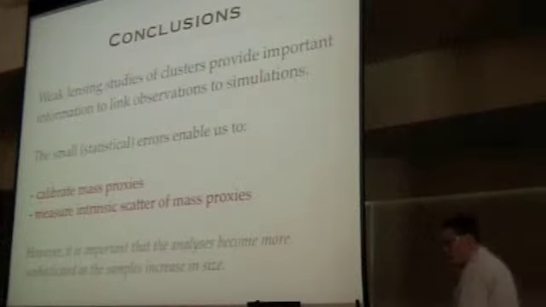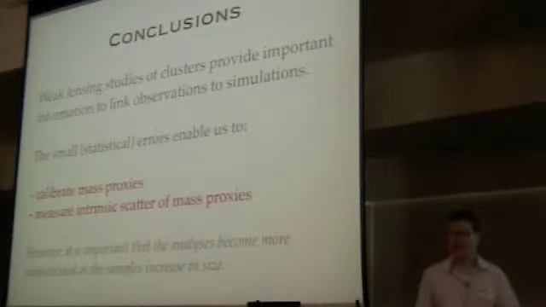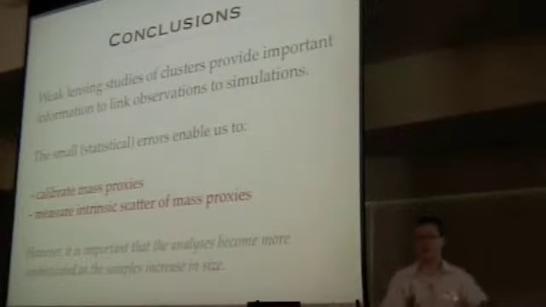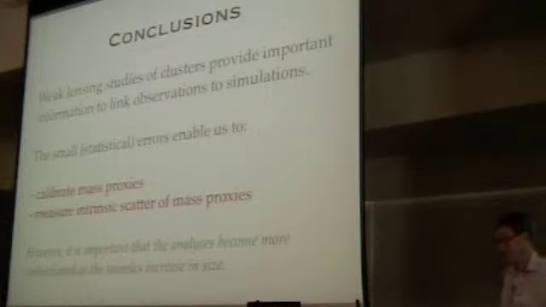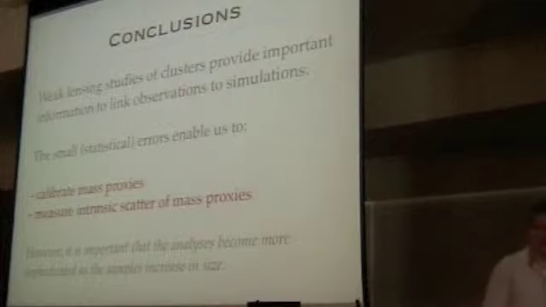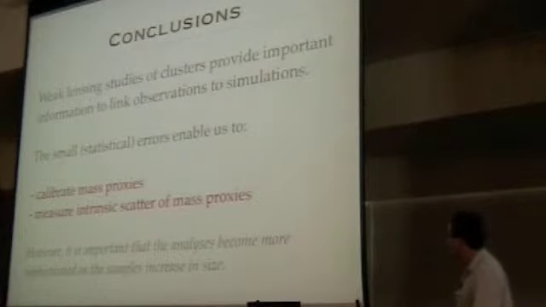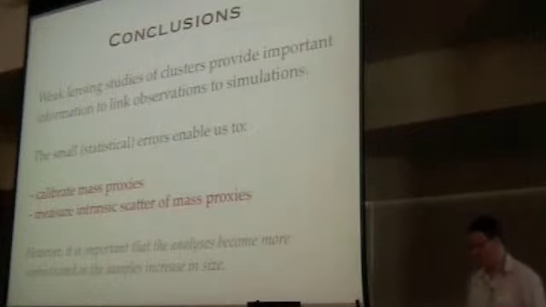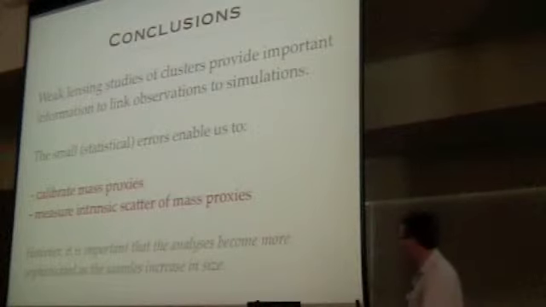So just to conclude, lensing studies I think are becoming very important for cluster abundance studies, and in the last few years I've seen a remarkable interest from the cluster community to get lensing masses for their clusters, because it's really realized that just relying on the simulation is not enough. There needs to be a way to connect simulations to the observations. And we're now getting small statistical errors, I think, for the first time, to really calibrate these mass proxies and measure the intrinsic scatter of proxies.